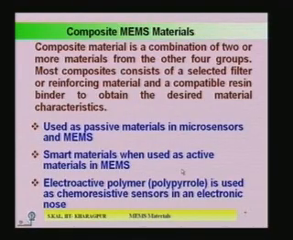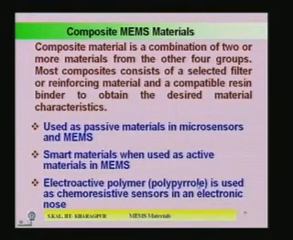Electroactive polymers, an example is polypyrrole, that is used as chemoresistive sensors in an electronic nose. An electronic nose is a device which can sense different gases, different smells, and there the polypyrrole material is an electroactive polymer. So, that is used in those cases. So, now these are the different classes of materials used in case of MEMS.